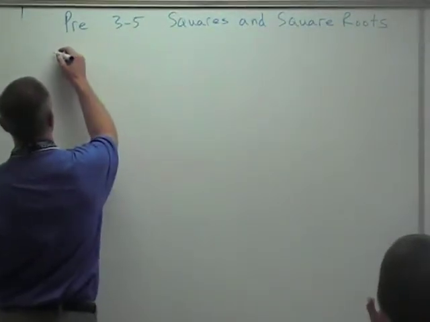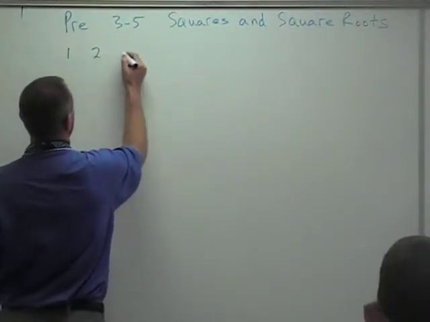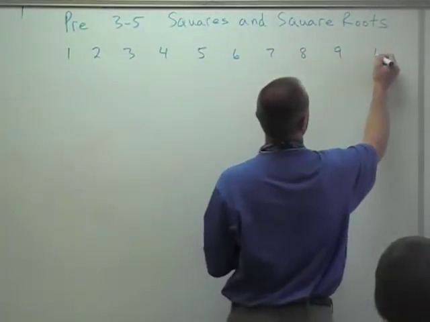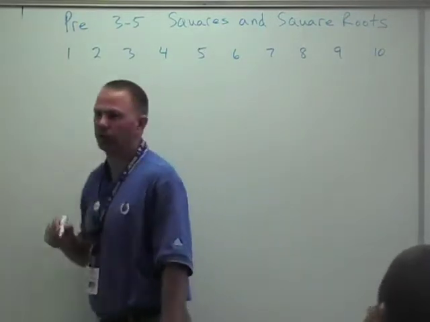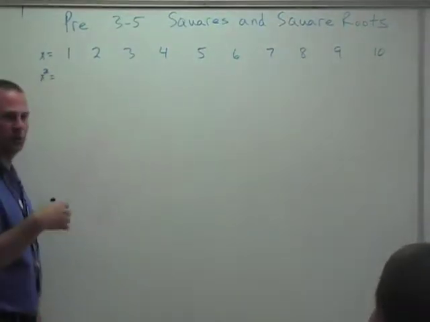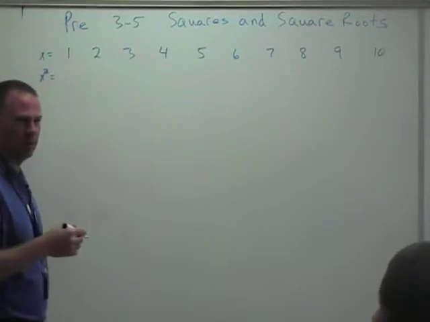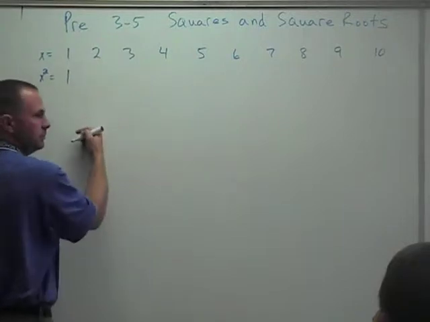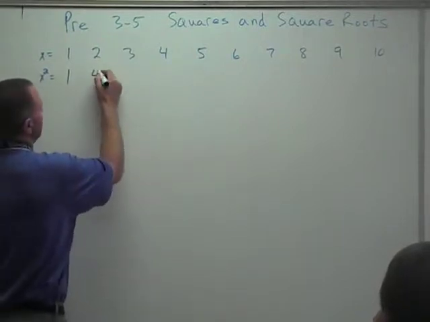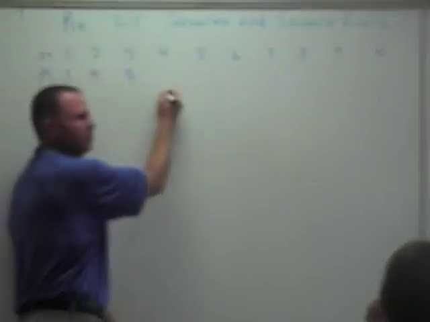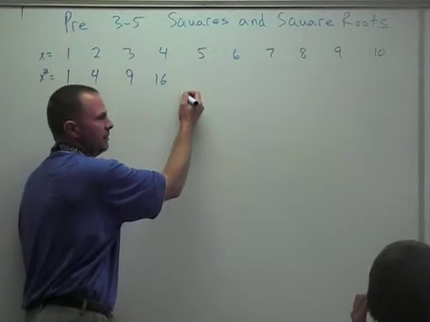All right, so let's say you have these values 1, 2, 3, 4, 5, 6, 7, 8, 9, 10. Let's go through and square each one. What do you get? So let's say x is that. What is x squared going to be? You're going to square all these numbers. 1 squared is what? 1 times 1 is 1. 2 times 2? 3 times 3? Everybody together? 4 times 4? 16. 5 times 5?